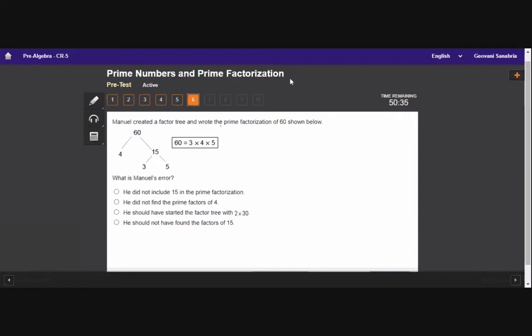Manuel created a factor tree and wrote the prime factorization of 60 shown below. What is Manuel's error? He's supposed to be multiplying, but he is. Even after you got all the numbers, you multiplied them all. Two times 2, okay.